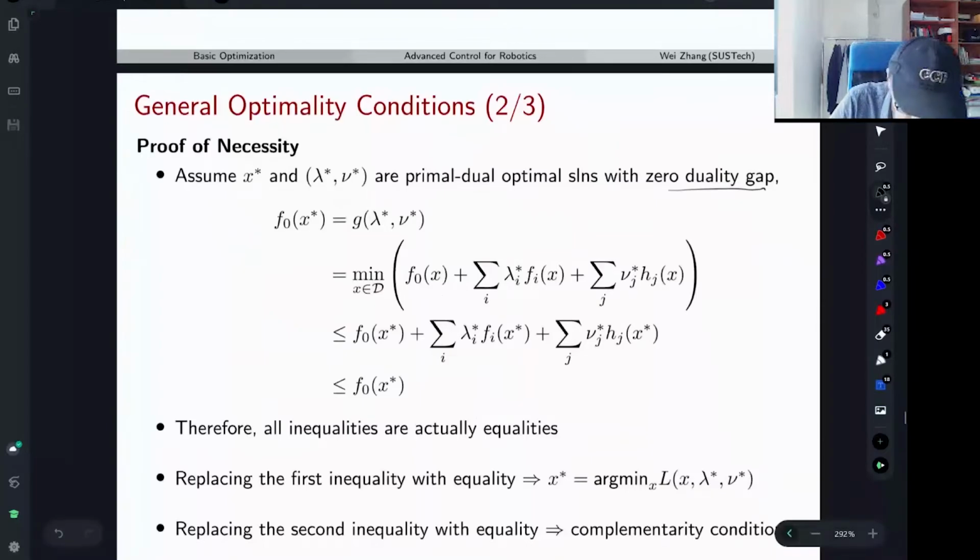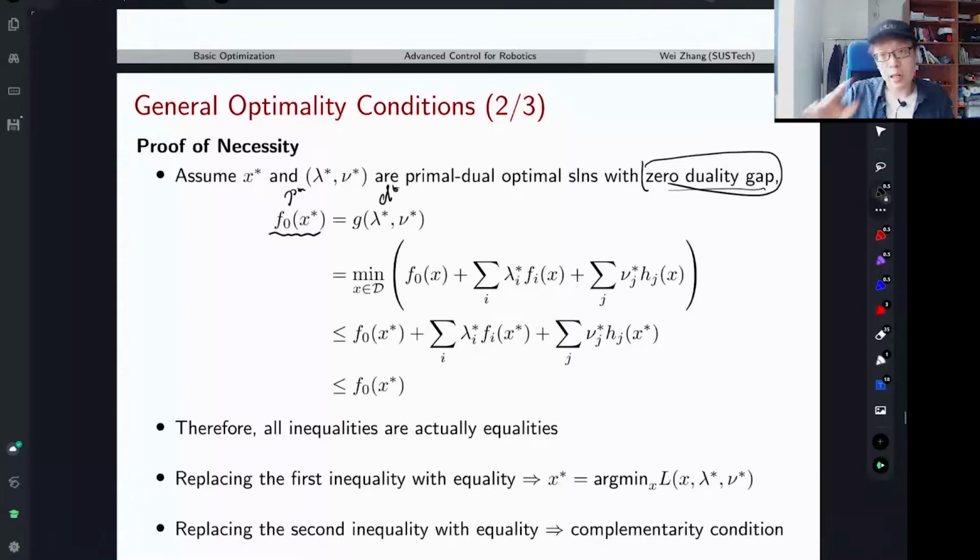So for example, this is the primal cost, right? And because we assume zero duality gap, that means this P star is equal to D star. That's our assumption. Suppose zero duality gap.